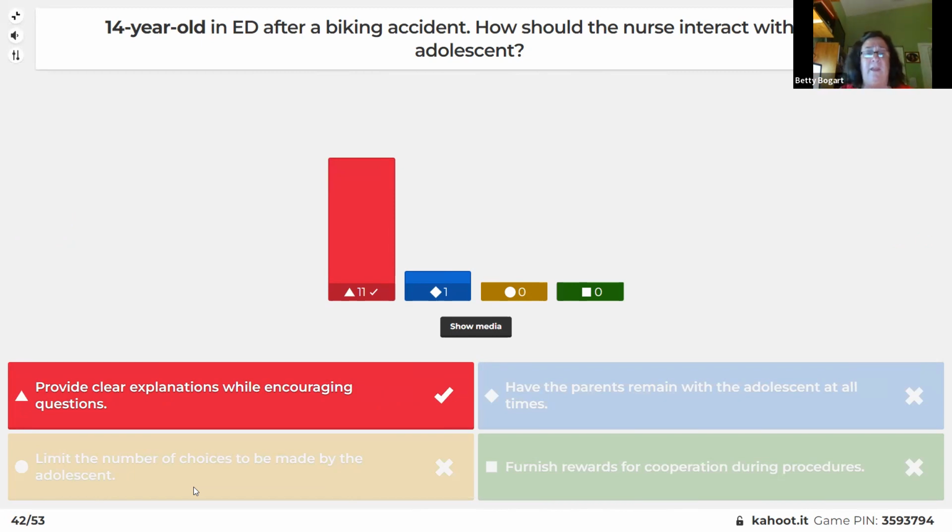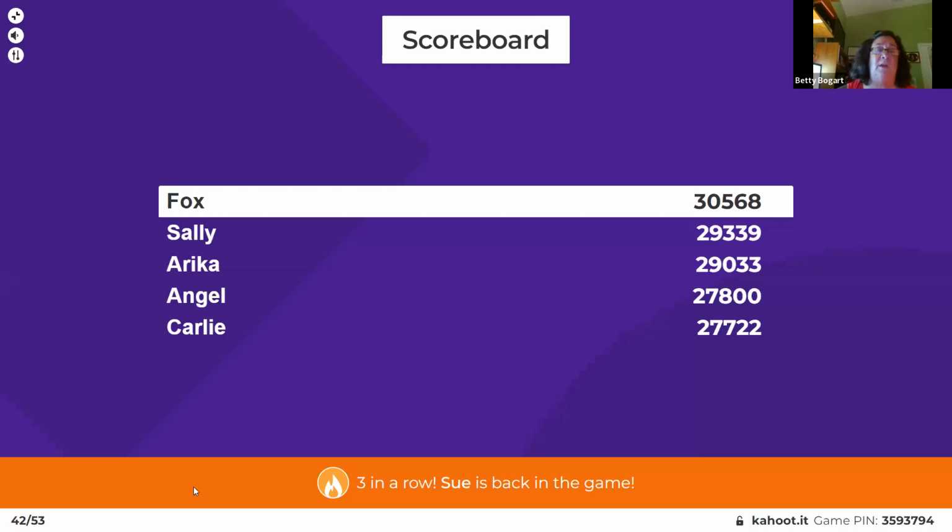So I would stand there and just tell them, okay, a lot's going to happen. We're going to do this, we're going to do that. You're okay, your mom just got here, don't worry, somebody's with her, just to keep that child calm during the whole thing. And an adolescent, they just want information. They just want to know what's coming next.